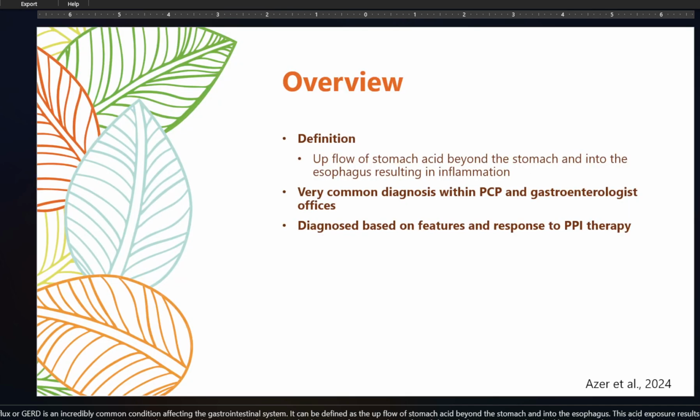Gastroesophageal reflux, or GERD, is an incredibly common condition affecting the gastrointestinal system. It can be defined as the upflow of stomach acid beyond the stomach and into the esophagus. This acid exposure results in inflammation and damage to the esophagus, resulting in the symptoms that commonly present with GERD, such as heartburn. The diagnosis of GERD can be confirmed through these symptoms described by patients, along with their responses to proton pump inhibitors, or PPIs.